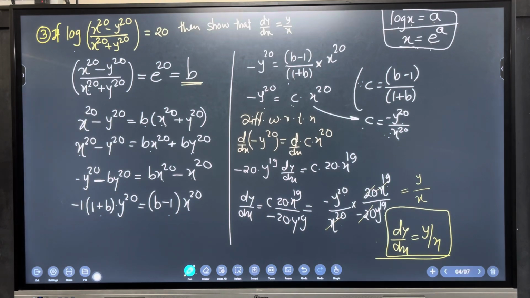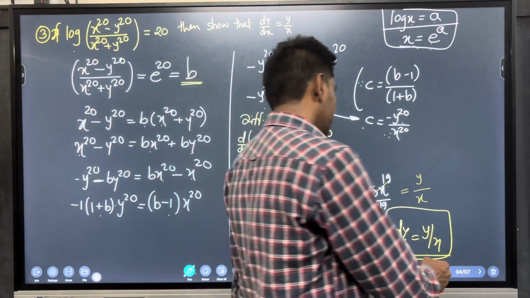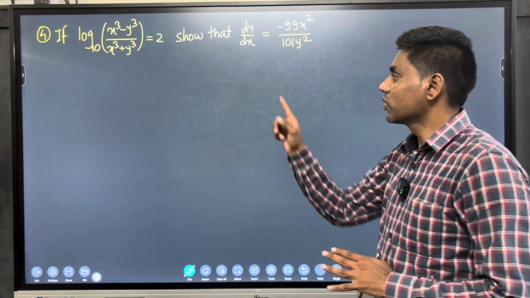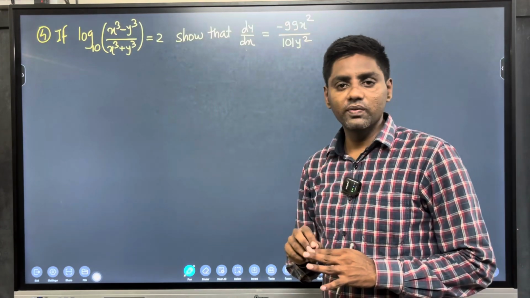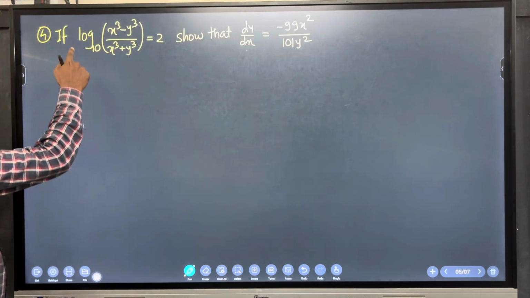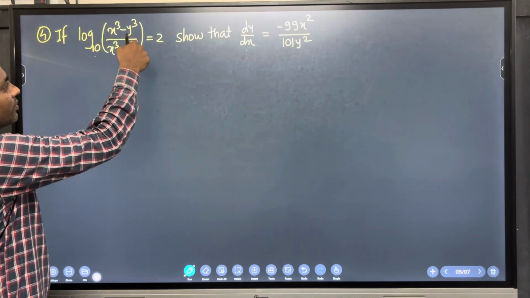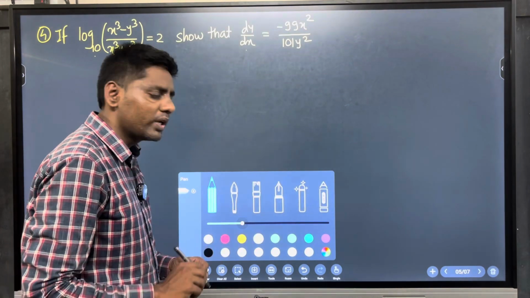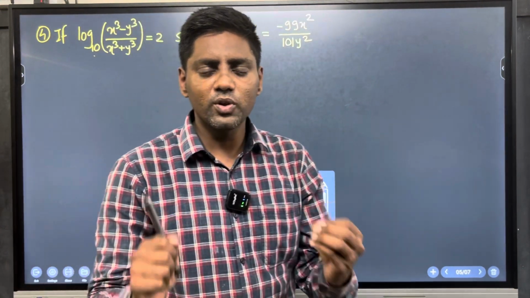Simple step. Okay, so we solve the next question. Next question again is very easy. We have to show that this term is given, and then the question is very easy. The log to the base 10 of this bracket equal to 2 is given. So for solving this question, you require some basic properties of log.